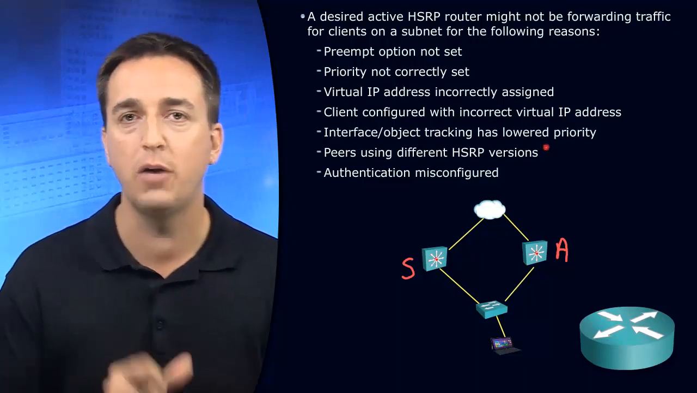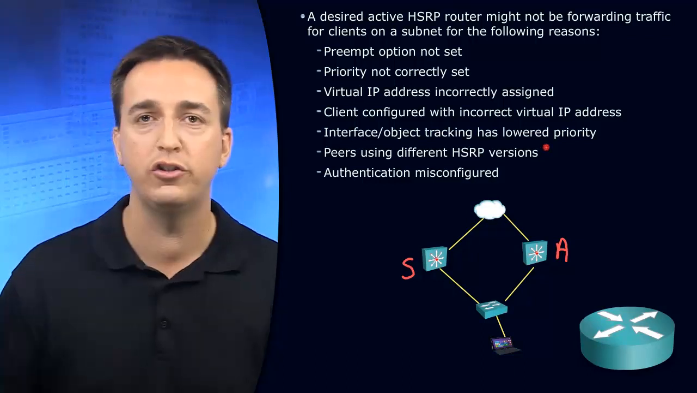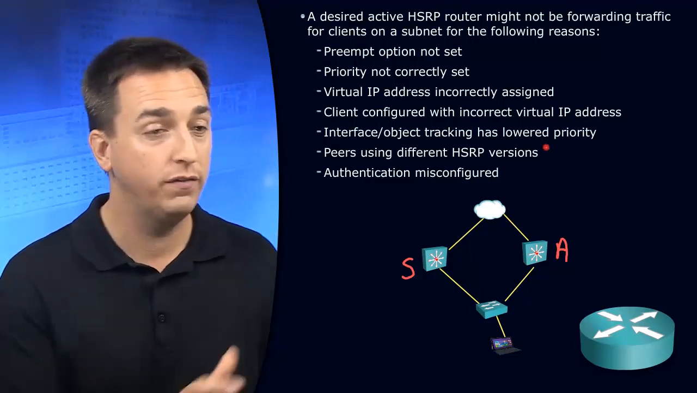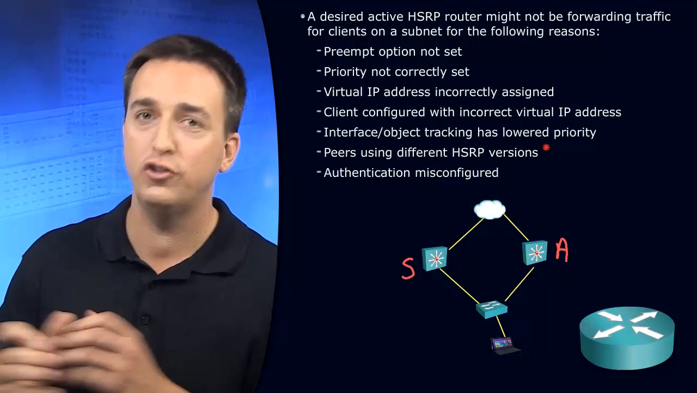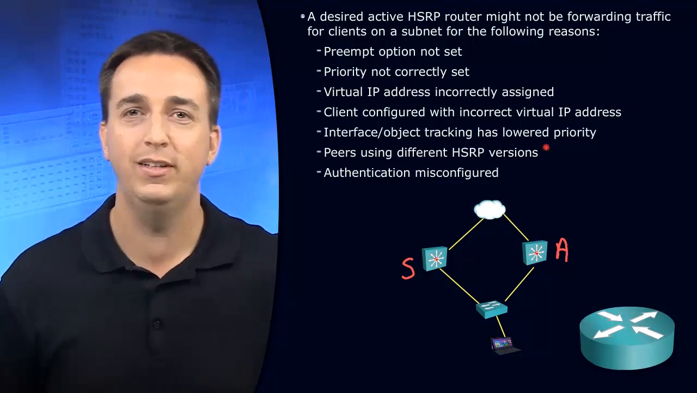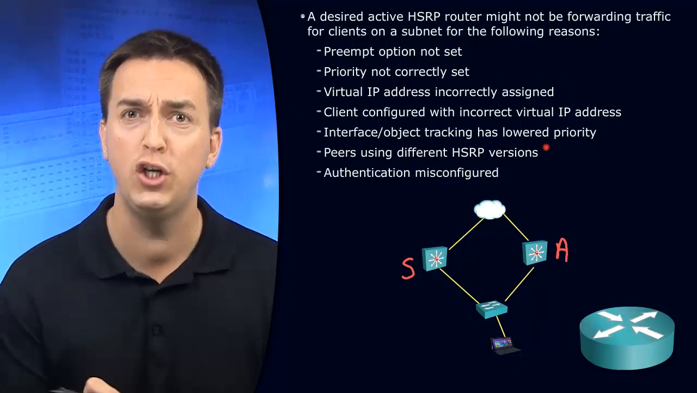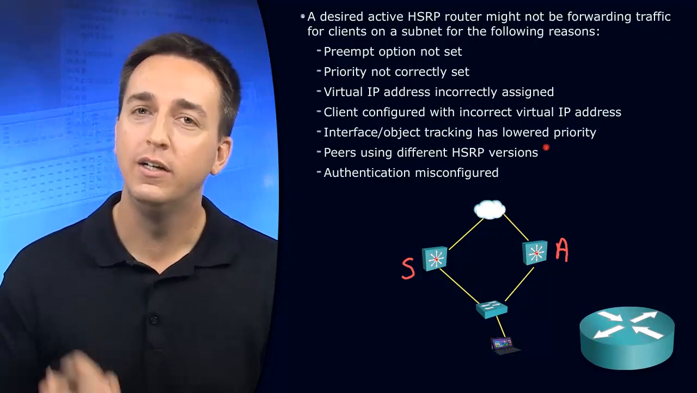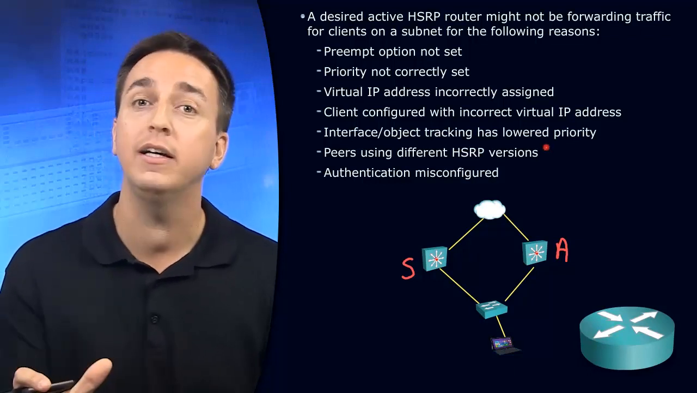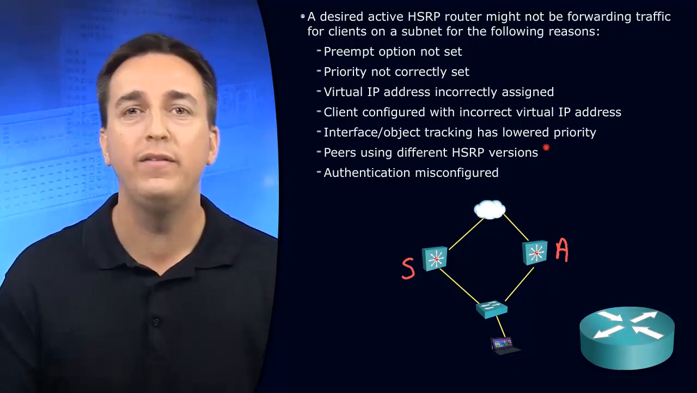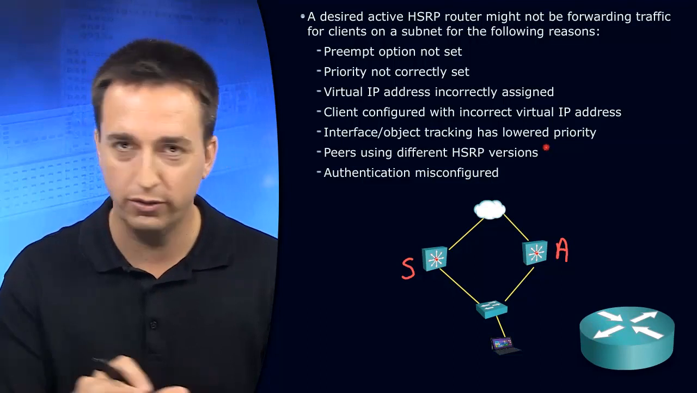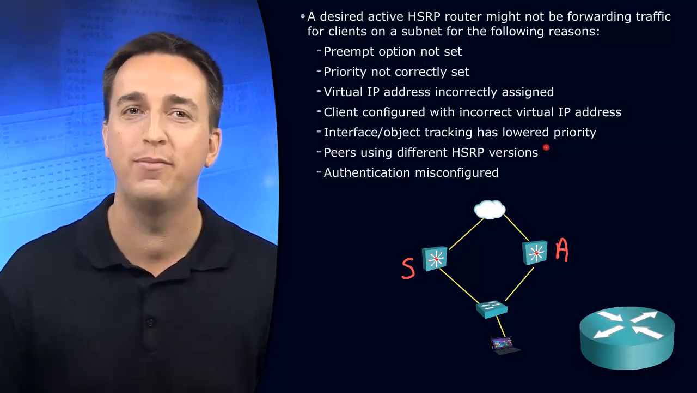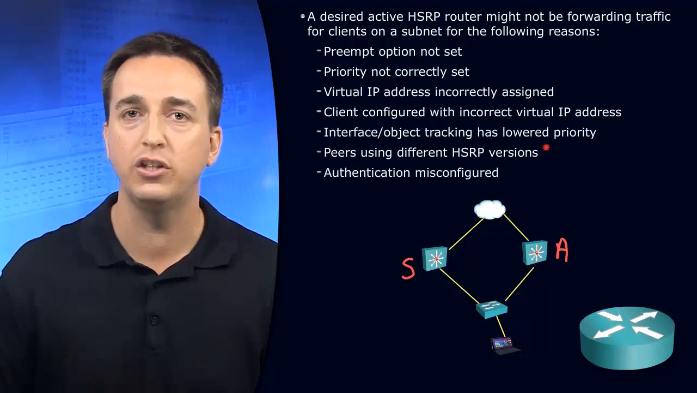Versions. We have HSRP version 1. We have HSRP version 2. They're not compatible at all. So if you configure version 1 on one device, version 2 on another device, you're going to be troubleshooting the reason why you have 2 active forwarders for the exact same group. The great thing is you'll be notified via syslog messages. You'll clearly see that you have a problem on your hands in regards to the HSRP versions.